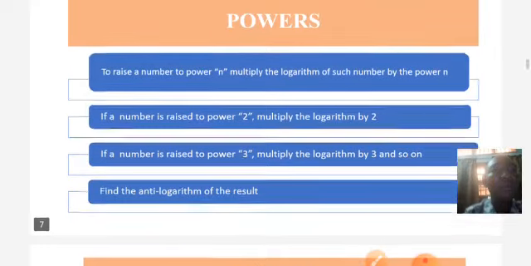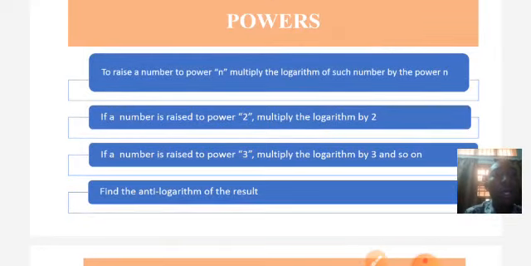Power. Like I told you, there are 4 major calculations under logarithm. The first one is multiplication. The second one is division. The third one is power. And the fourth one is roots. But in our previous class, we have talked about multiplication and division. But for today, we are going to work on powers.